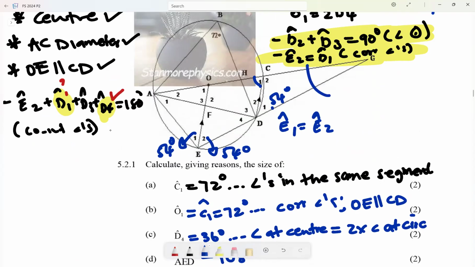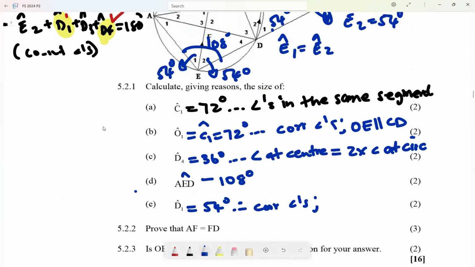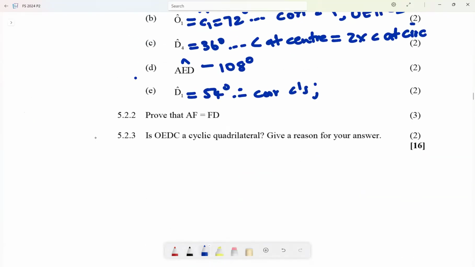I can get D1. Why? Because angle E2 is equal to 54 degrees. If this whole one is 108, this one is shared. So you can say now, okay, D1 is still 54 degrees. Why? Normally what the examiner says you should calculate here, you will use it at the bottom part. The reasoning is corresponding angles, such that the two lines OE and CD are parallel. Cool.